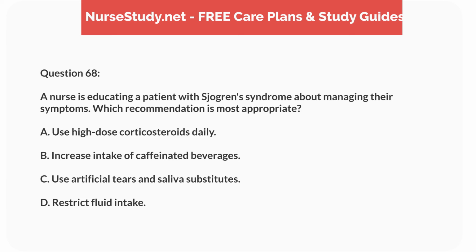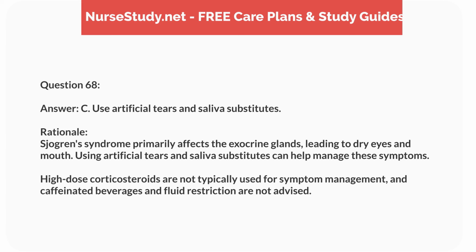Question 68. A nurse is educating a patient with Sjogren's syndrome about managing their symptoms. Which recommendation is most appropriate? A. Use high-dose corticosteroids daily. B. Increase intake of caffeinated beverages. C. Use artificial tears and saliva substitutes. D. Restrict fluid intake. Answer: C.